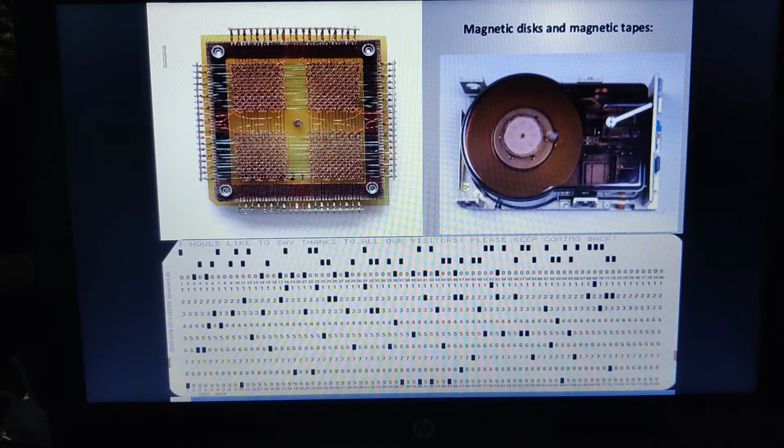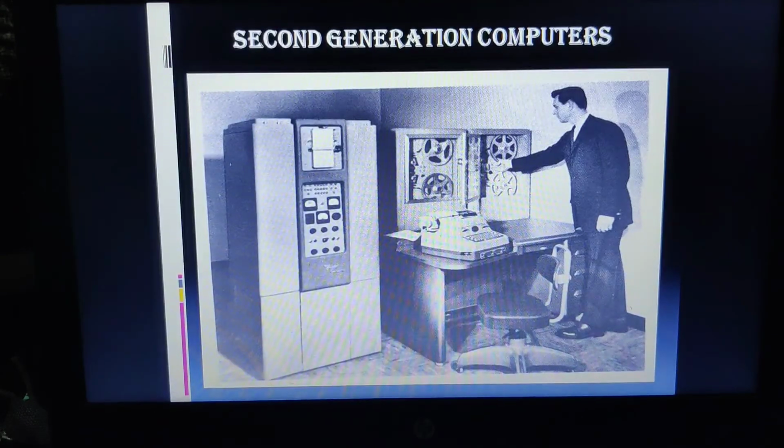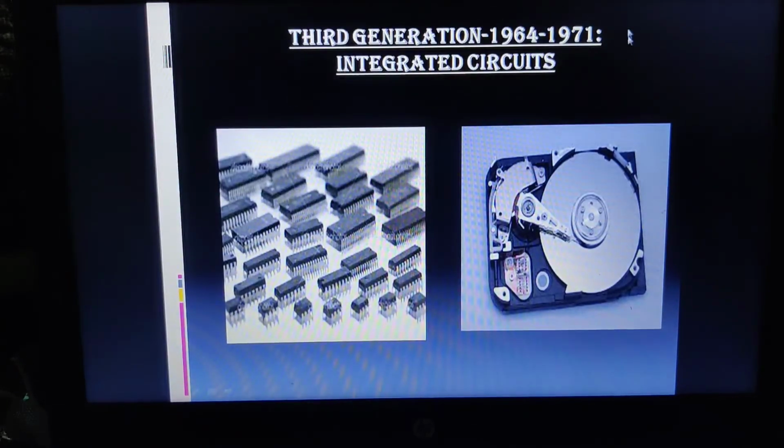computers. Okay. Then moving on to the next one, the third generation. This third generation appeared between the years 1964 to 1971, wherein we were using integrated circuits. Integrated circuits, in short, we also call ICs. A person known as Jack Kilby, an engineer who was working with the Texas Instruments company, actually developed these ICs, that is integrated circuits, which replaced the transistors in the third generation.